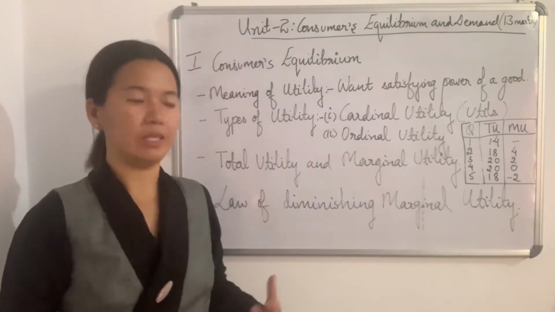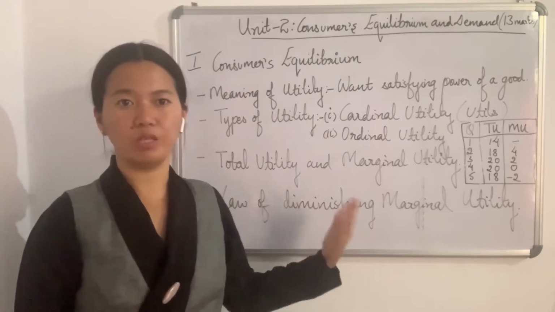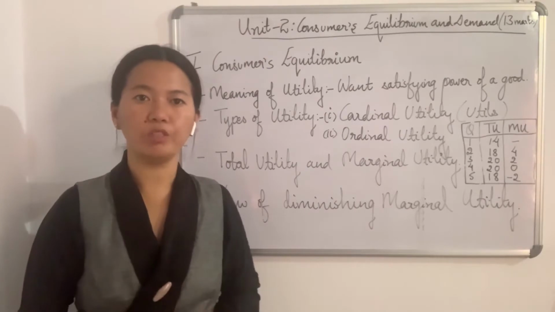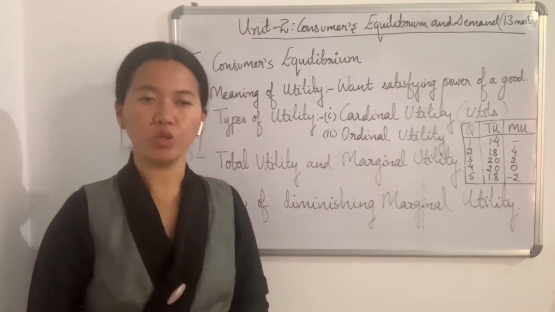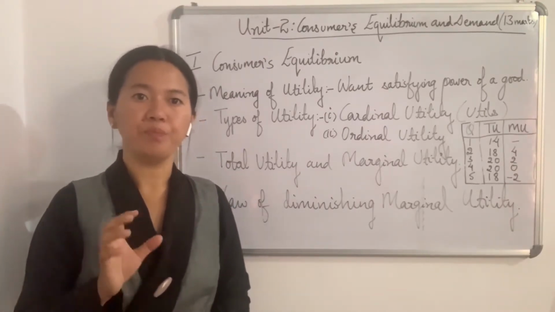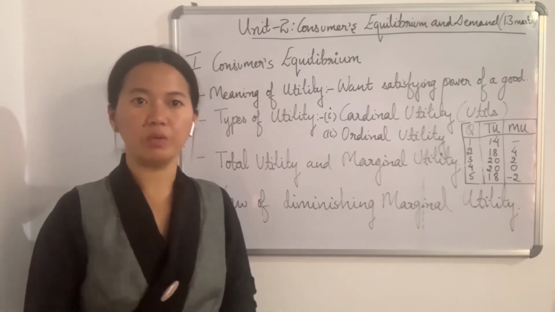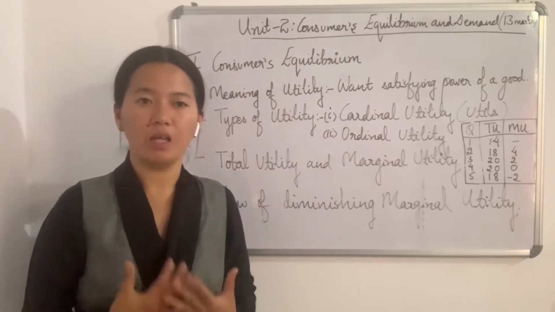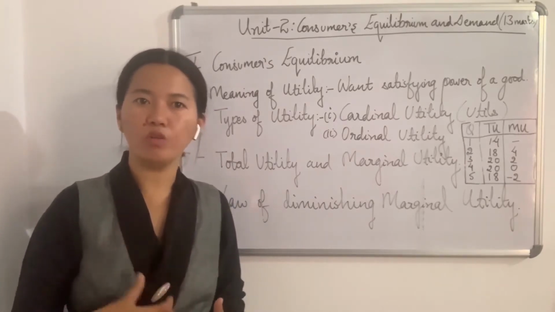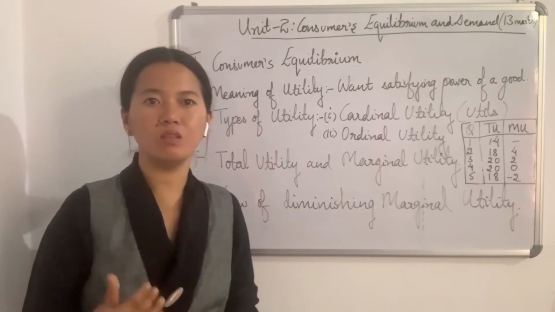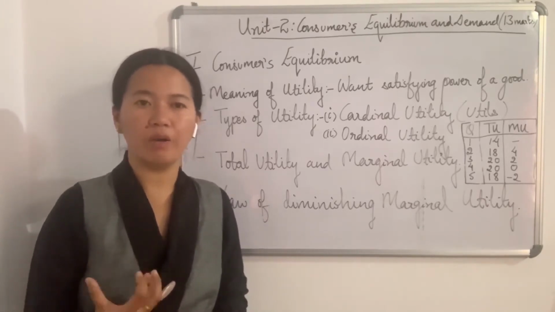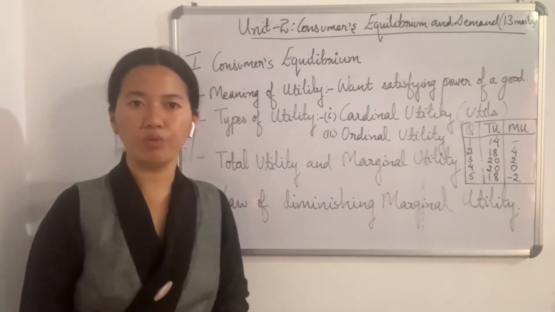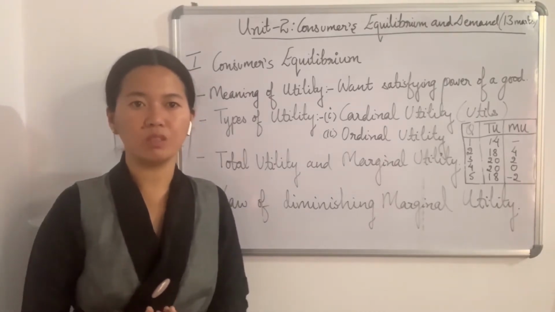Next concept we are going to learn is the law of diminishing marginal utility. This law states that as we consume more and more units of a commodity, the satisfaction or the utility derived from an additional unit of that commodity will decline. In simple words, as we keep on using any goods and services continuously, your desire to have that good will fall.